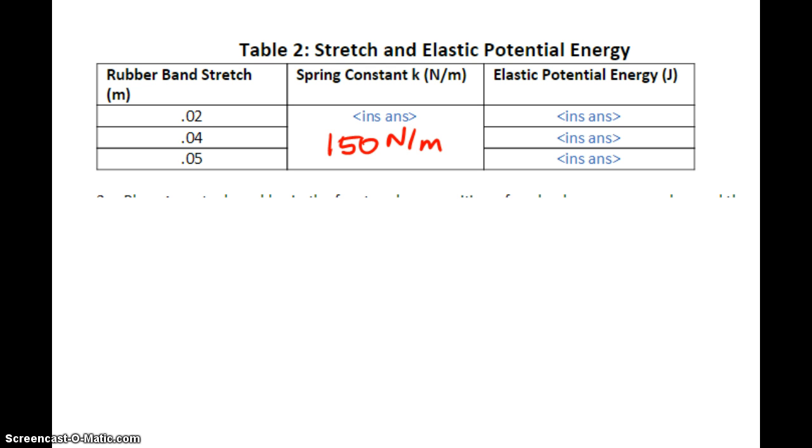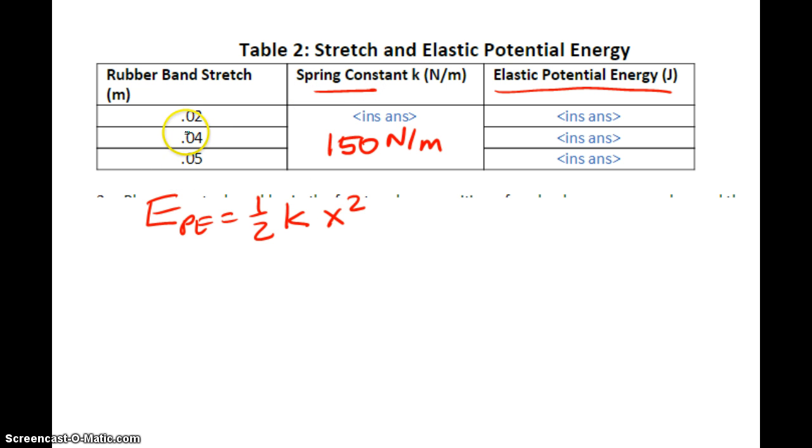through these calculations. So in this section, Table 2, we're going to calculate the elastic potential energy at each of the stretches listed. Depending on what you're doing, there may be 5 or 6 entries. This one just has the 3. Okay. Remember that the formula for elastic potential energy is equal to 1/2 k x squared. K is our spring constant listed here, and x is the amount of stretch.